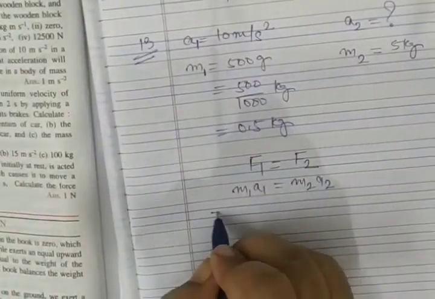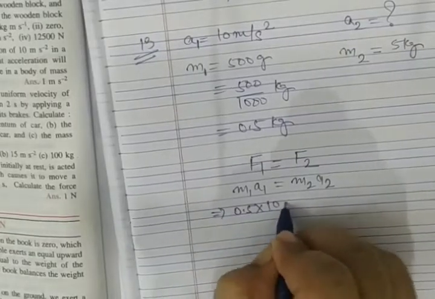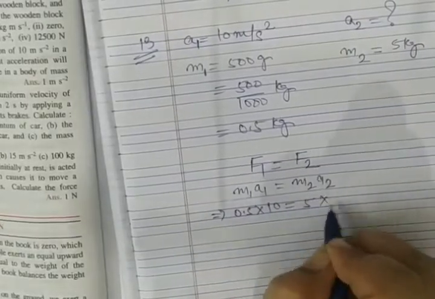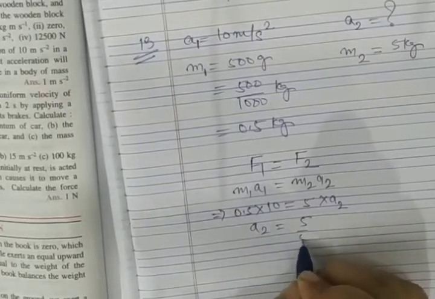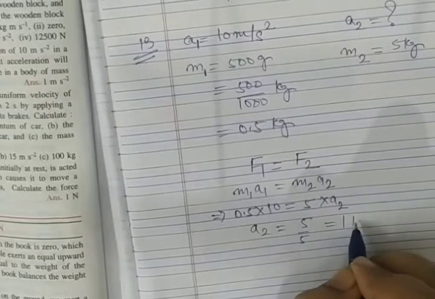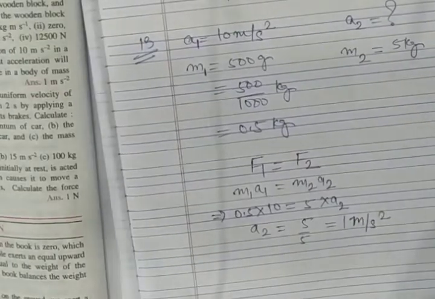Put the values over here. M1 0.5, A1 10, M2 5, A2 we don't know. So A2 is equal to 5 upon 5. This gives us 1 unit meter per second square.